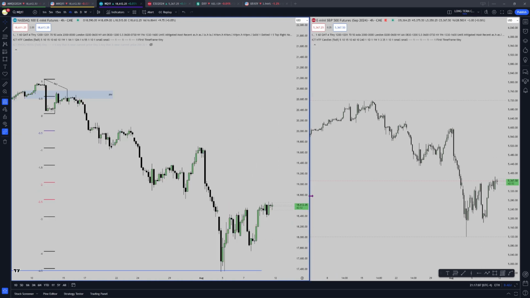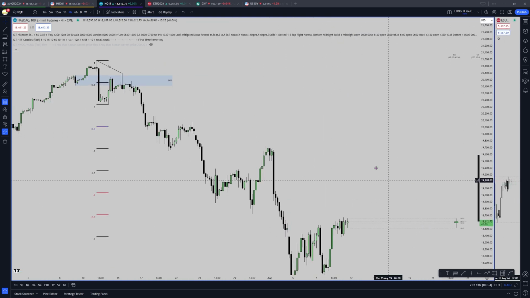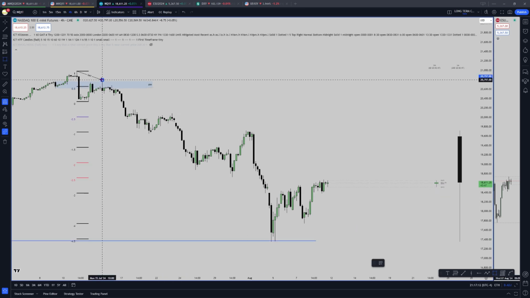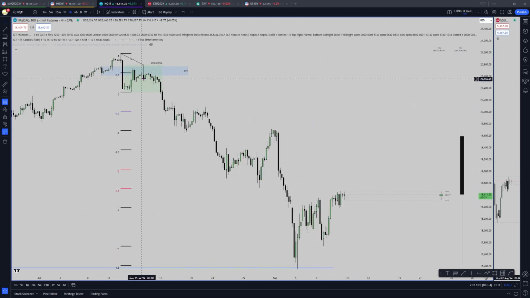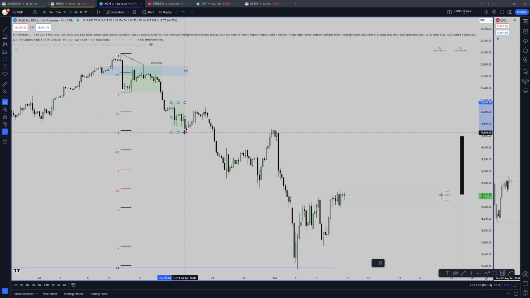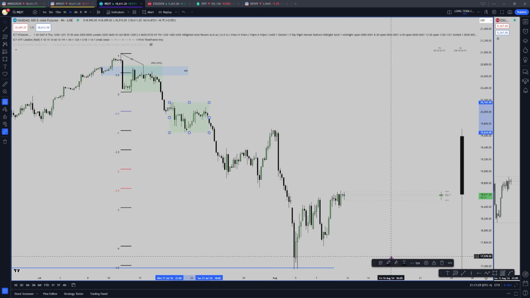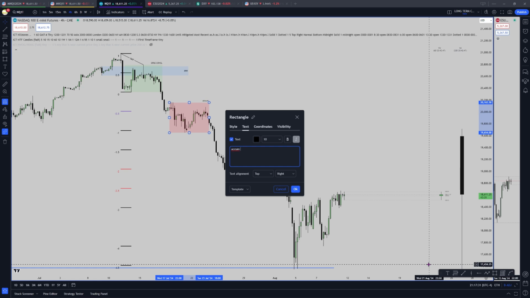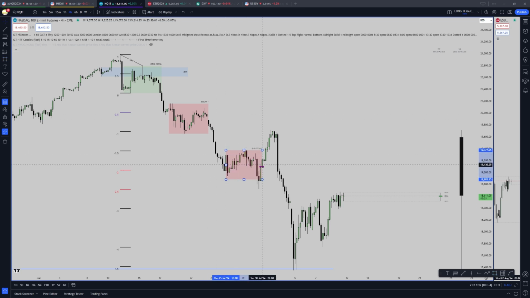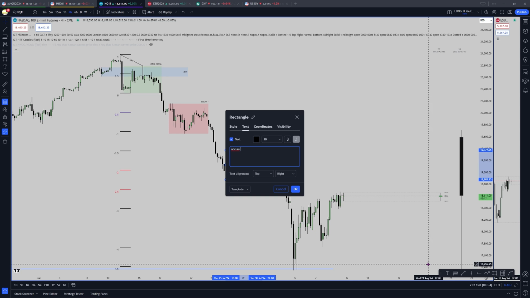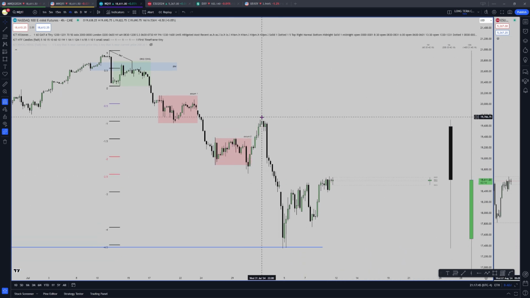So just zooming into the 4-hour, it's more clear to see the market maker model. This is our original consolidation up here. After we consolidate, we expand lower, and then we have reaccumulation down here. After this accumulation, we expand again, and after we expand, we accumulate once more. And then we manipulate and expand.